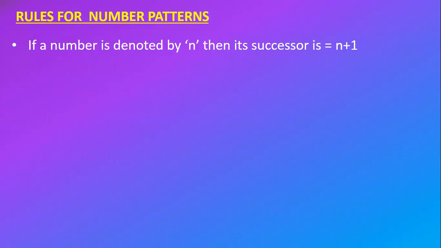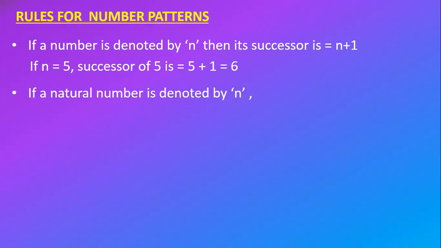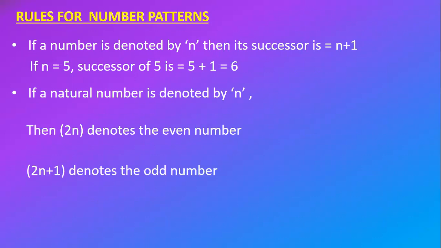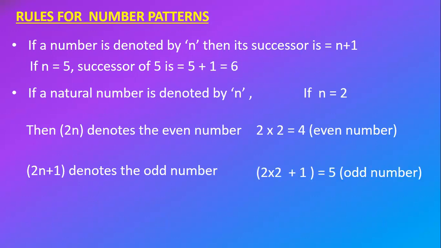Now moving on to the next part, rules for number patterns. If a number is denoted by n, then its successor is n plus 1. Example, if n is equal to 5, the successor of 5 is 5 plus 1, which is equal to 6. If a natural number is denoted by n, then 2n denotes the even number, and 2n plus 1 denotes the odd number. Let us assume n is equal to 2. Then 2 into 2, that is 2n, is equal to 4, which is an even number, and 2n plus 1, that is 2 into 2, 4 plus 1, is equal to 5, which is an odd number.